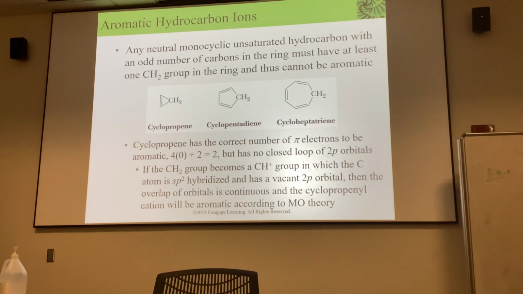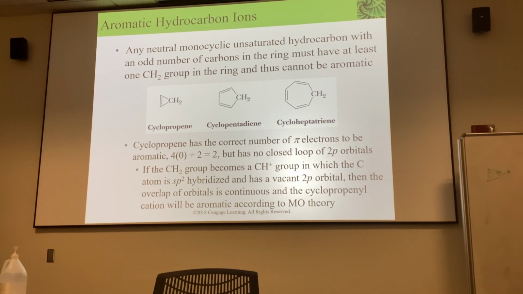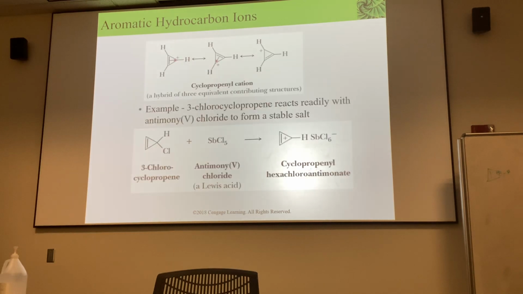So what happens is, wait, do they tell us how we do this? Yeah, if the CH2 group becomes a CH plus group, then the atom would be sp2 hybridized, and the vacant orbital would go into a 2p just because it's next to conjugation. And they're not gonna talk about how we do that. Oh, here we go. That's one of the ways to do it. If you can get this to be a CH plus, so I guess not deprotonate.